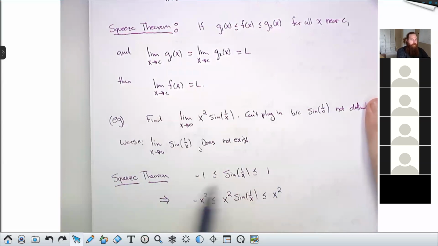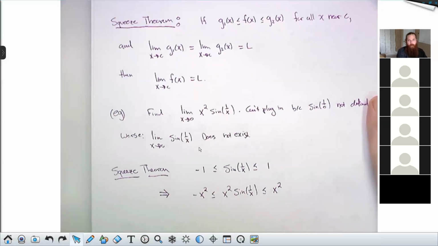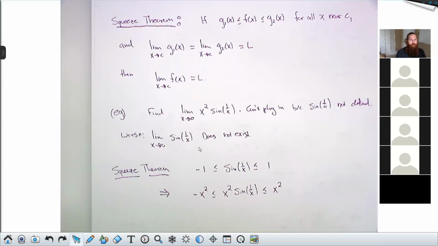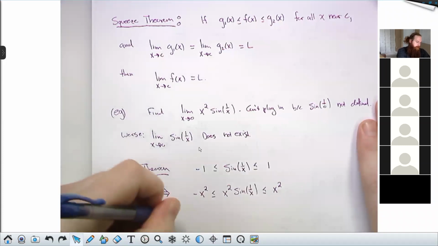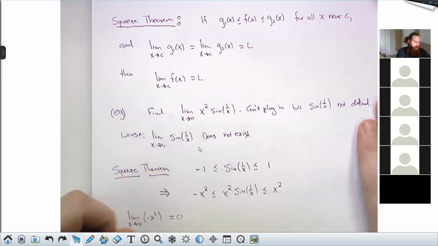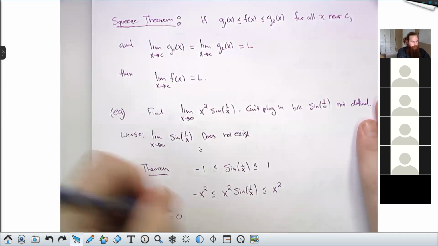So I started with an inequality that I knew was true based on the behavior of the sine function. The sine of anything, no matter what it is, is always between -1 and 1. And then I multiplied through that inequality in each of the 3 spaces by x squared. X squared is a positive quantity, so you can multiply through an inequality without fear of messing things up. And now you can say the limit as x goes to 0 of -x squared, well, that's 0. The limit as x goes to 0 of positive x squared, that's also 0.